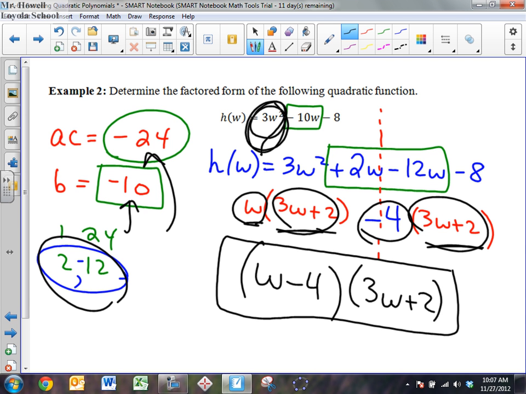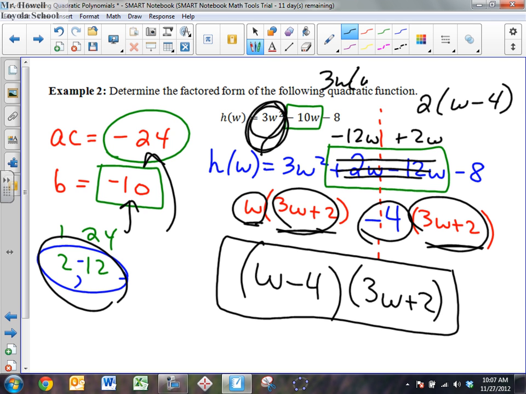We're good so far? Now, Nick's question before we go on was, can we switch the order of the middle two terms? Sure you could. You could have written minus 12w plus 2w instead. And then over here, your GCF would have been a 2. This would have become 2w minus 4. Over here, your GCF would have been a 3w, and it would have been a w minus 4. And you get the same answer.